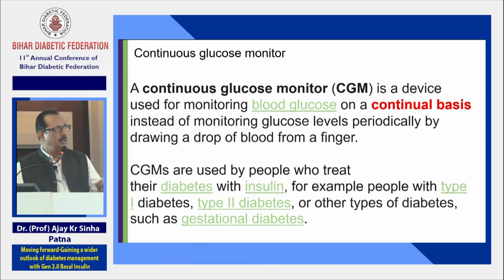So continuous glucose monitoring is a device used for monitoring blood glucose on a continual basis instead of monitoring glucose levels periodically by drawing a drop of blood from a finger. CGMs are used by people who treat their diabetes with insulin, for example people with type 1 diabetes, also type 2 diabetes, or other types such as gestational diabetes mellitus, meaning the CGM has its role in each and every type of diabetes.